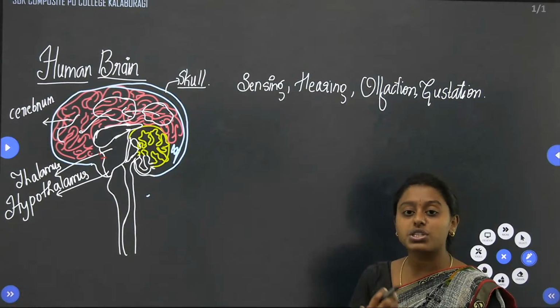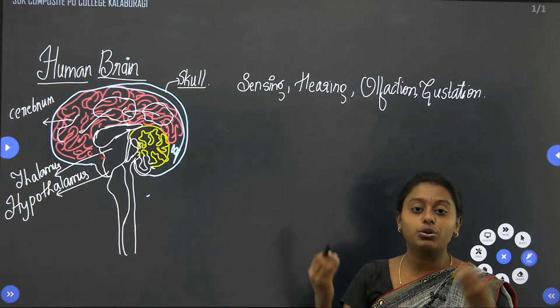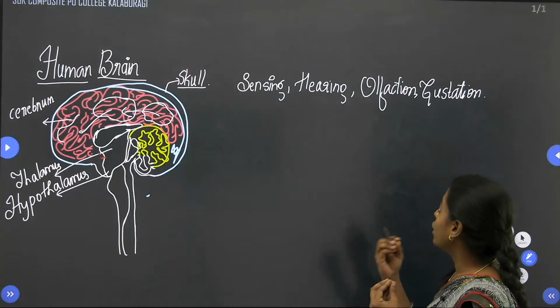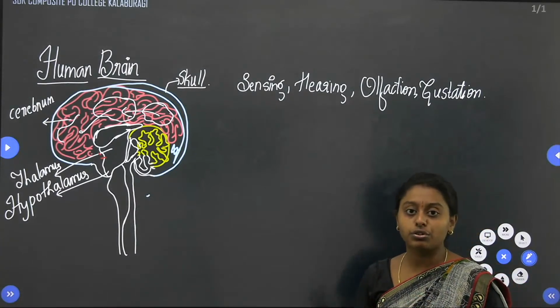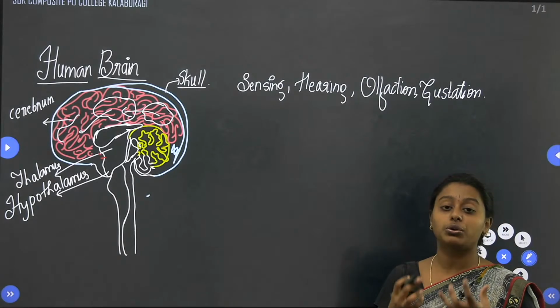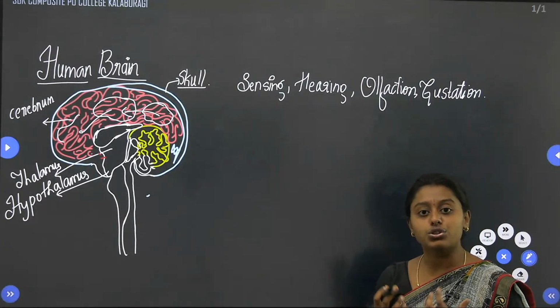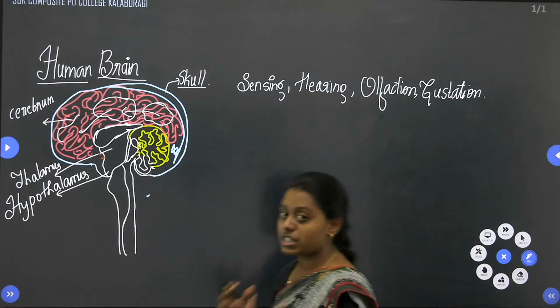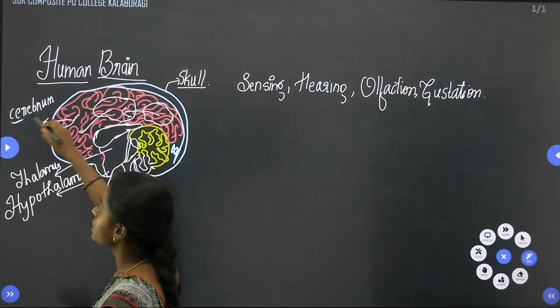If we are able to sense the touch, if we are able to hear the noise, if we are able to smell the food or any object, if we are able to see something, if we are able to taste a dish, then it is all due to the centers that are present in the cerebrum.